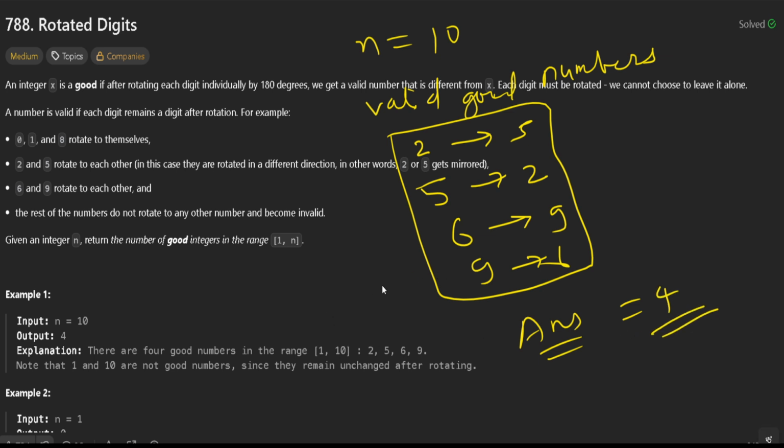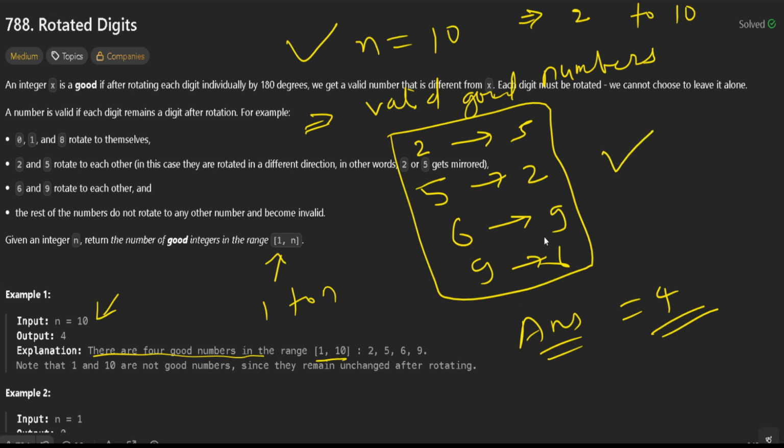As simple as that. As you can see, we have been given N equal to 10, and we find the valid numbers. It is saying that there are 4 good numbers in the range 1 to 10. So if N is given, we start from 1 to N, which means 2 onwards. We start from 2 to 10, and in 2 to 10 these are the valid good numbers. So we got the answer 4.